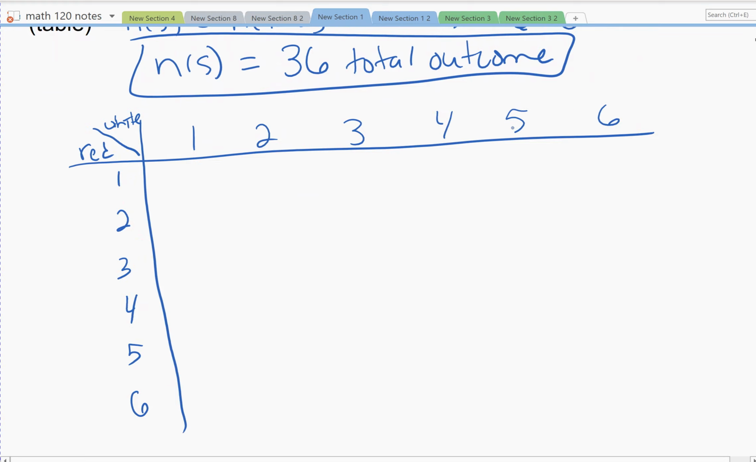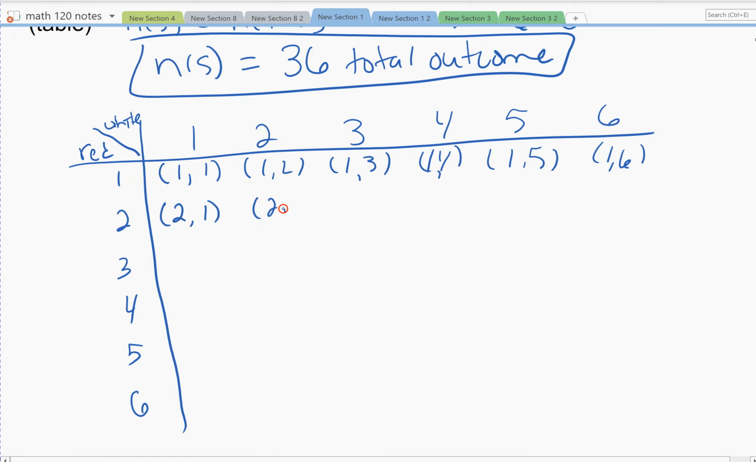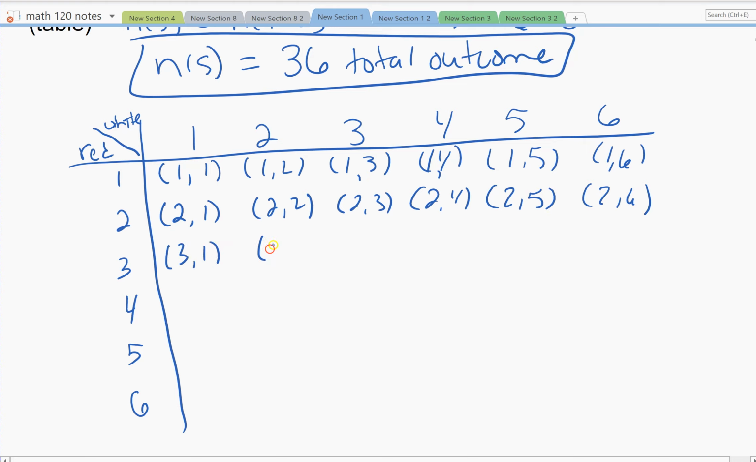Now I'm going to pair them together. I'm going to pair the red die with everything from the white die. So my red die rolls a 1. I can pair it with the numbers on the white die. So I can pair it with a 1,1, a 1,2, a 1,3, a 1,4, a 1,5, and a 1,6. And there are all of the outcomes where the red die rolled 1, and the white die rolled numbers 1 through 6. And we do the same thing with 2. The red die rolls a 2, and we pair it with all the numbers on the white die. And so on.